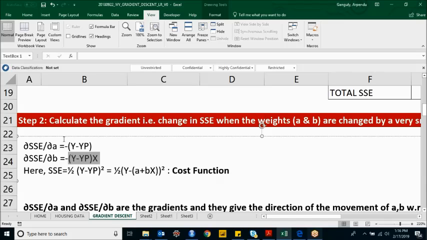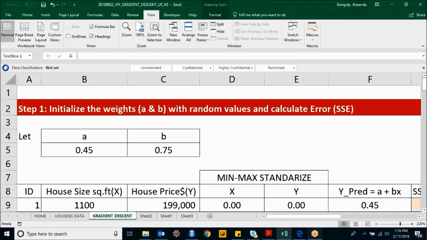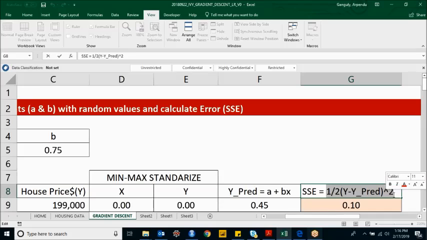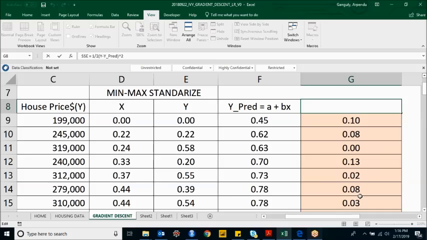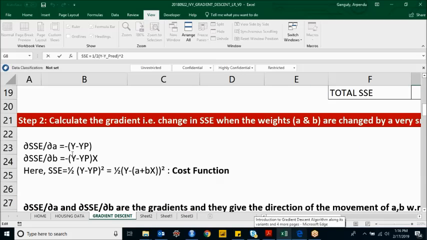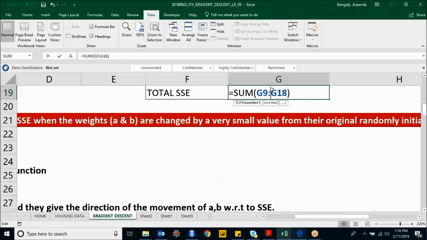It's simple math, simple differentiation. Delta SSE by delta A and delta SSE by delta B. What is SSE? SSE is this function. If you differentiate this with respect to A and B, you will get these two. When I differentiate, this will be the total SSE, right?